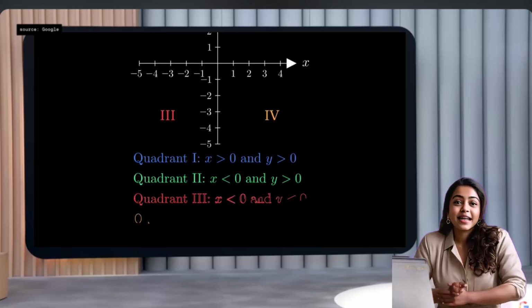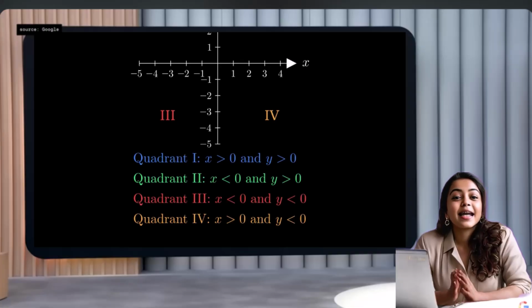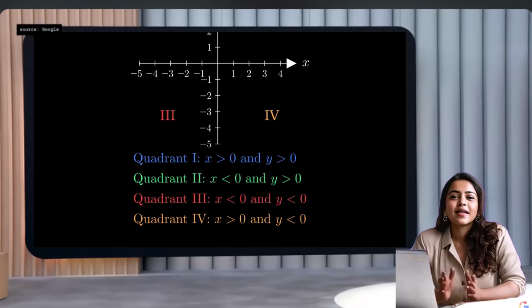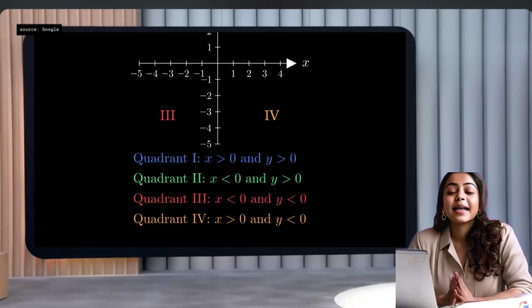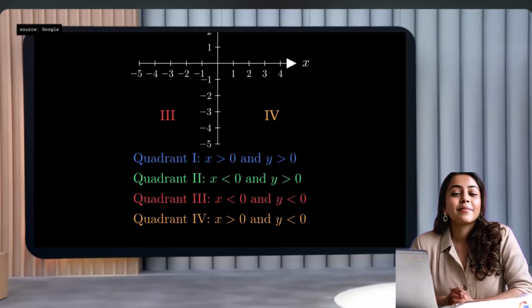Let's first review the rules for each quadrant. In quadrant I, both x and y are positive. In quadrant 2, x is negative and y is positive. In quadrant 3, both x and y are negative. And in quadrant 4, x is positive and y is negative.